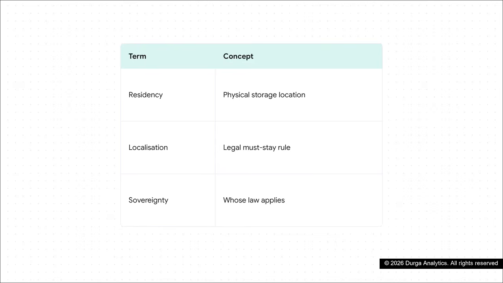Localization is the must-stay-here legal requirement. For example, India's RBI mandating that payment data physically stays in country. Sovereignty, however, is the whose law applies consequence. It dictates that your data is subject to the laws of whatever jurisdiction it physically sits in. When you're managing multi-cloud governance, you have to reason about all 3 of these simultaneously.